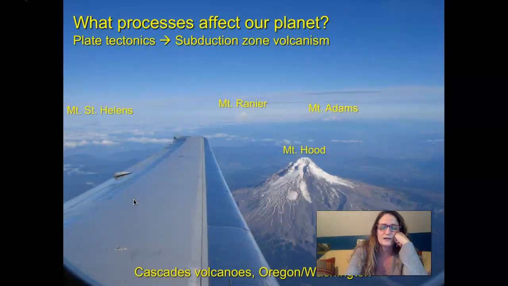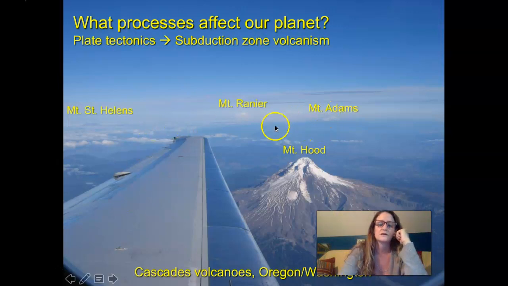Another effect of that subduction zone is volcanism. So here's a smattering of some of the Cascade volcanoes in the Pacific Northwest. In the foreground is Mount Hood. The background's St. Helens, Mount Rainier, and Mount Adams. So those volcanoes are there as a direct result of that subduction zone.